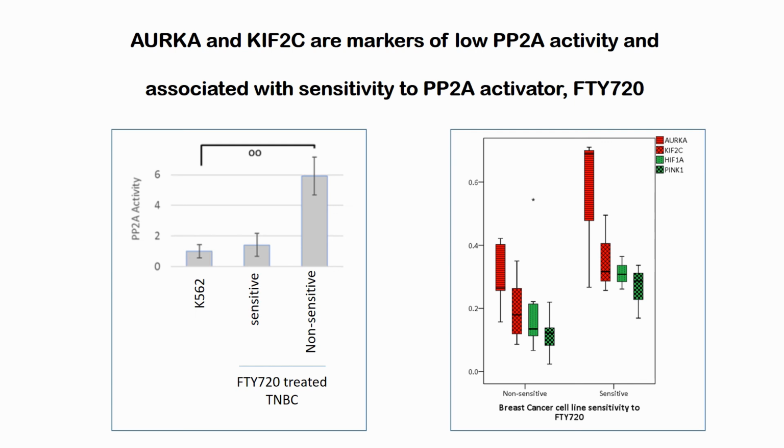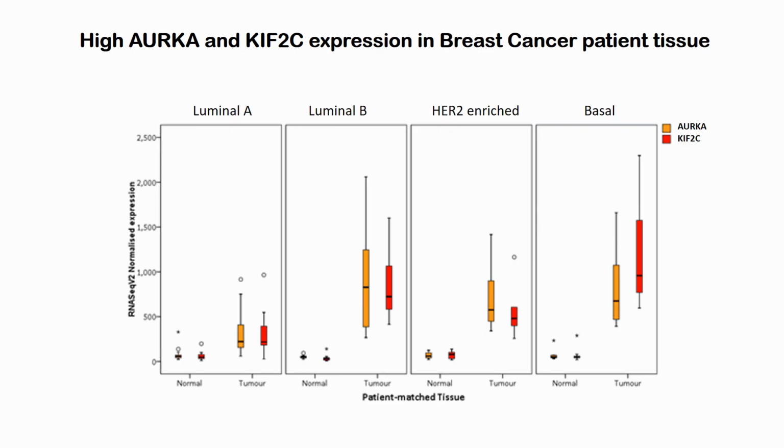And you can see it here. Okay, so AURKA, these are non-sensitive and sensitive, and this is the corresponding activity. So once we found this marker, we said, okay, how important is this marker in the context of breast cancer patient tissue? And here we started using the publicly available data sets, in this case the TCGA, and here we're looking at RNA sequencing normalized expression values, looking at matched normal to tumor.